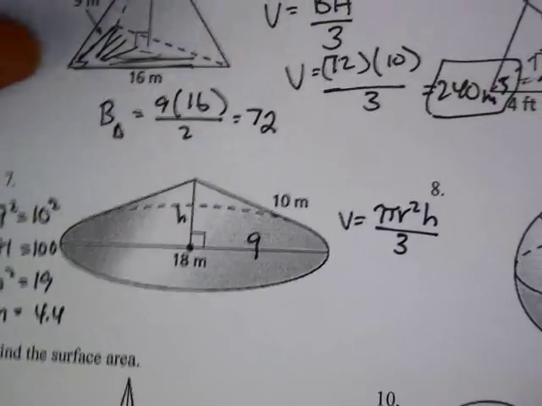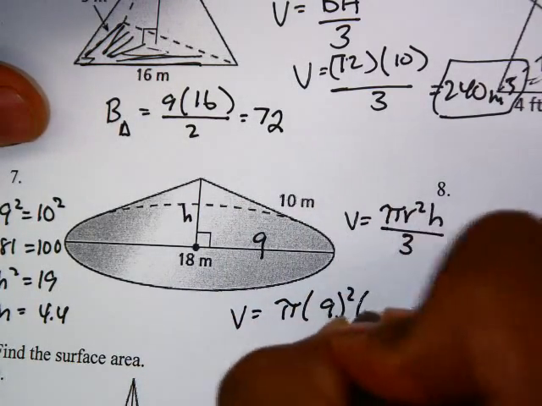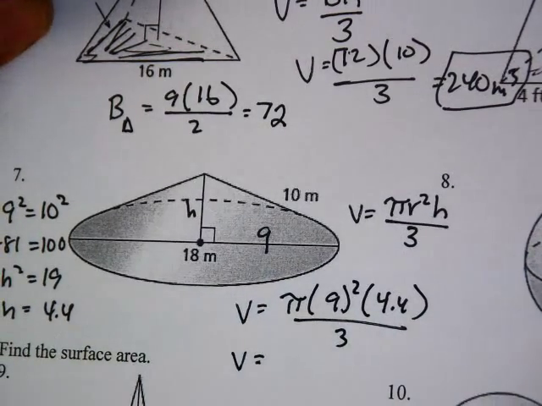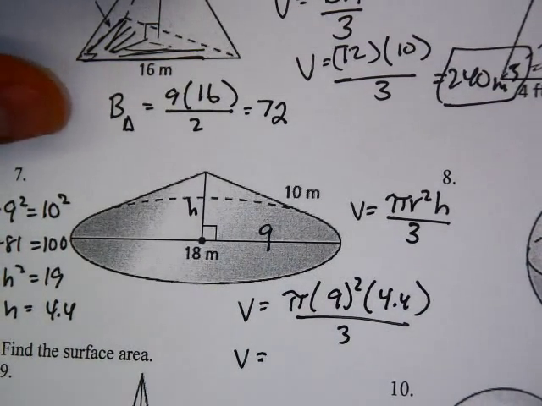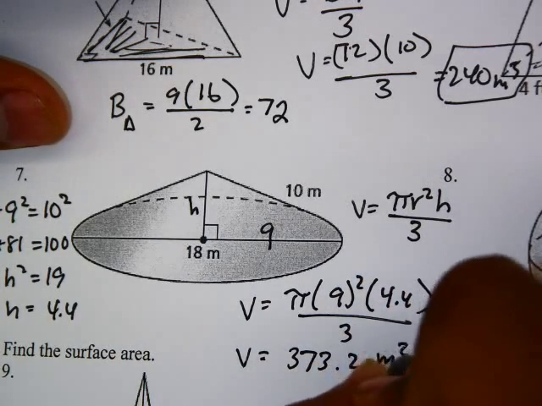So now I can plug it into my formula. Volume, pi, your radius is 9, 4.4 divided by 3. And I get approximately 373.2 meters cubed.